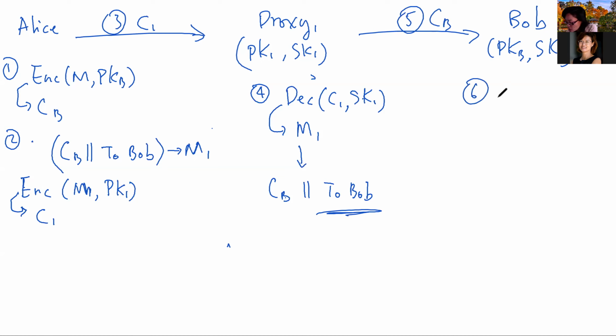And then step 6, of course, is decryption at the final destination, and this should go back to the original message. So it's pretty straightforward, very similar to the original communication, just with this one proxy.